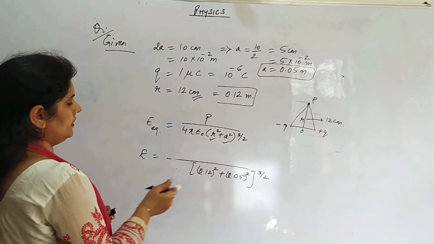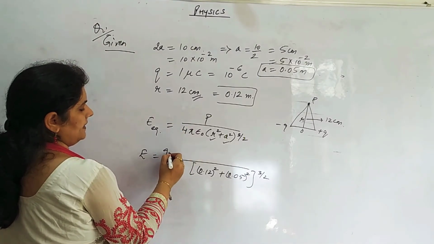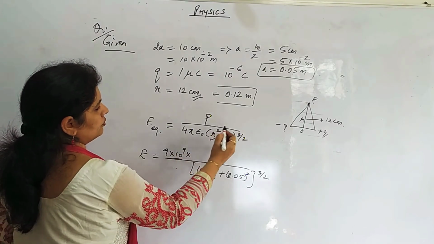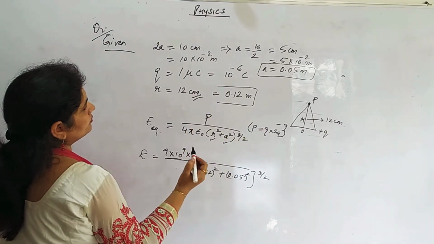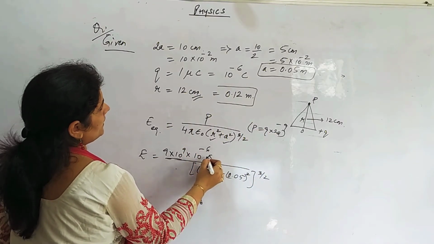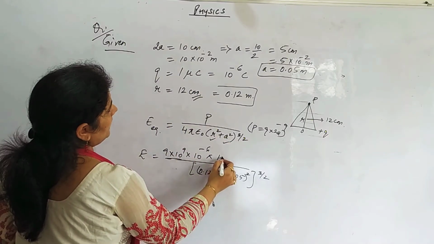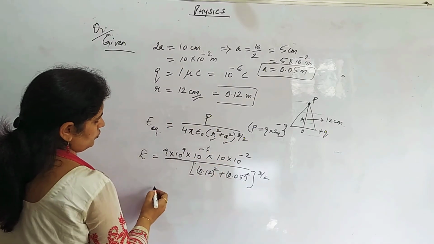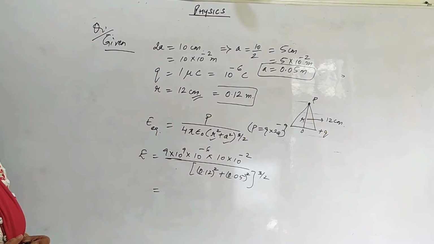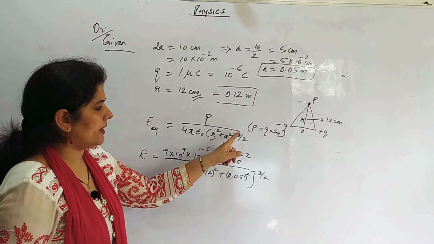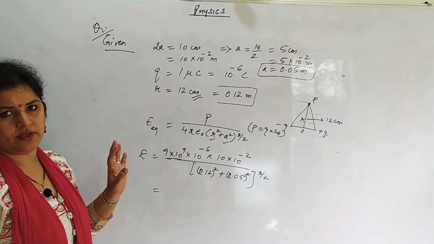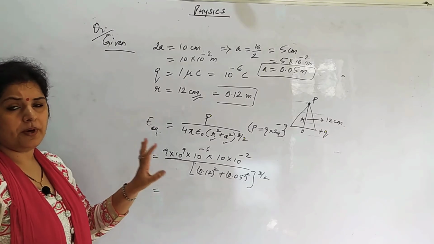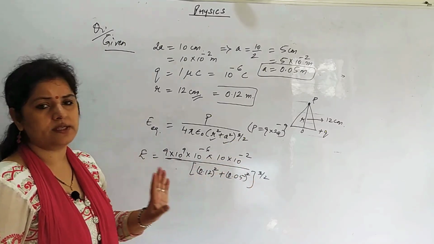So 1 by 4 pi epsilon naught will be 9 into 10 raised to power 9 into Q. P is Q into 2a. So what is Q? 10 raised to power minus 6. 2a is 10 into 10 raised to power minus 2. You have to solve this value. Solve and tell me the answer. The calculation is a bit complex because we have to find power 3 by 2. But generally in these types of questions, perfect squares will be given. So you have to identify. Generally a perfect square is given so that solving this power is easy.